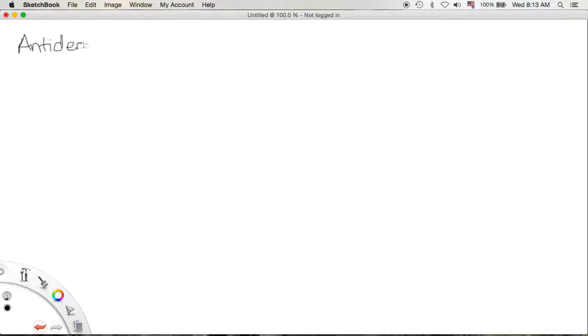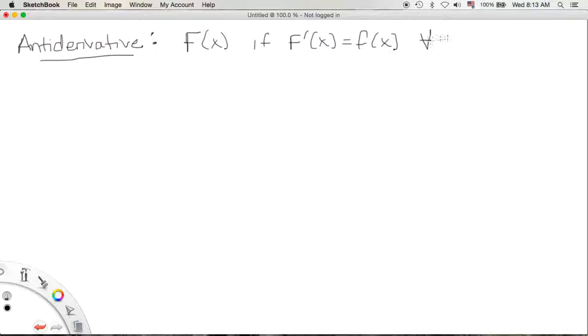Antiderivatives are just what they sound like. It's the opposite. It's undoing the derivative. An antiderivative, we'll call it capital F of x, if the derivative of that is equal to some function f of x for every x in the domain of f. So this is the antiderivative if its derivative is equal to the function. Now, that sounds like a lot of jumbly mess, so let's try one just to make sure we understand what's going on. When you're finding this, it's called antidifferentiation.